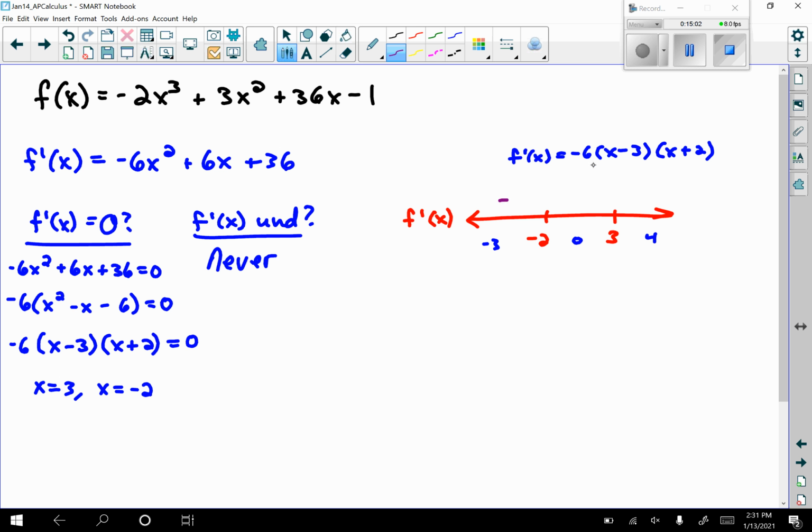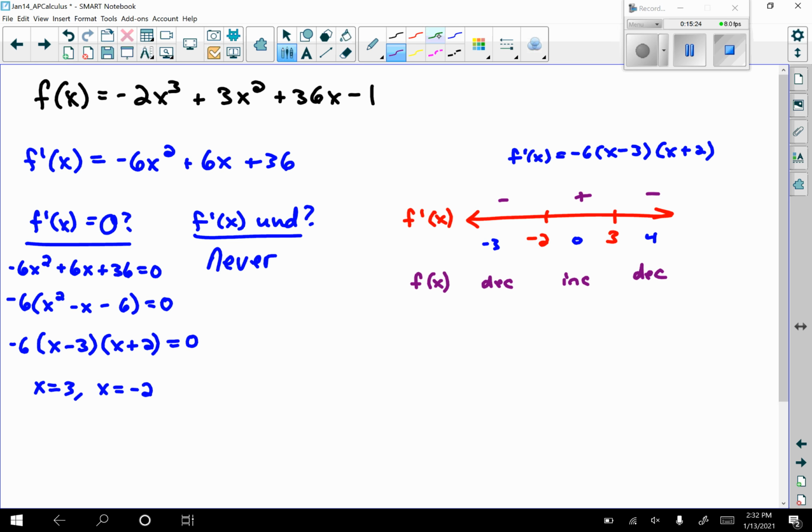Let's say x is 0. We'll get a negative times a positive, so we're positive in between. And then anything to the right of 3, we'll get a negative times a positive times a negative, so we're back to negative. So we know that f of x is decreasing, then increasing, and then decreasing again. So we'll come back to that to answer the parts.